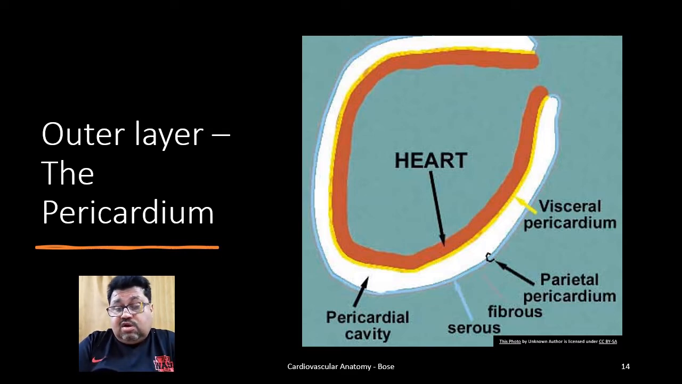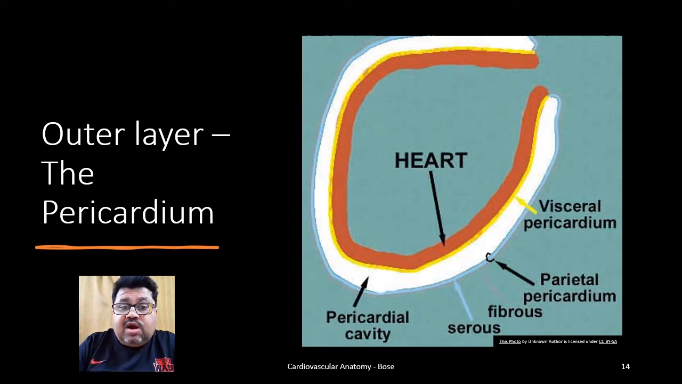This inner layer of the pericardium is called the visceral pericardium because it contains the viscera. The viscera is an organ contained within an enclosed space. The viscera in this case is the heart. So the visceral pericardium is the inner layer of the pericardium, and it is a thin, smooth, moist, serous layer, and it is also referred to as the epicardium.